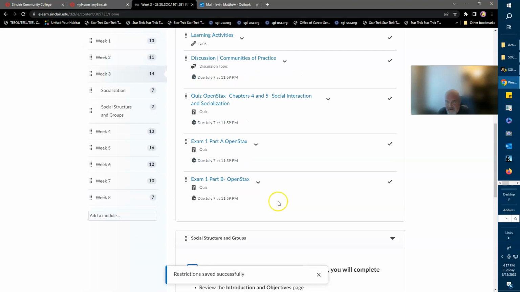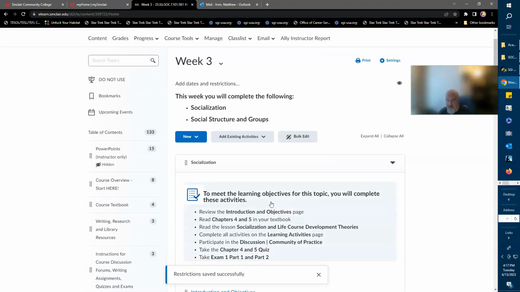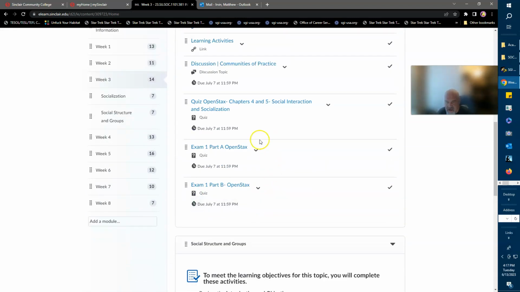that. Okay, so in week 3 we have socialization. That's due. You're going to have your communities of practice and chapters 4 and 5. Note also in week 3 we have test 1. Now test 1 and all of the tests, there are 4 tests, cover the material that we've covered to date, which will be there are 5 chapters by July 7th, which is coming right up.